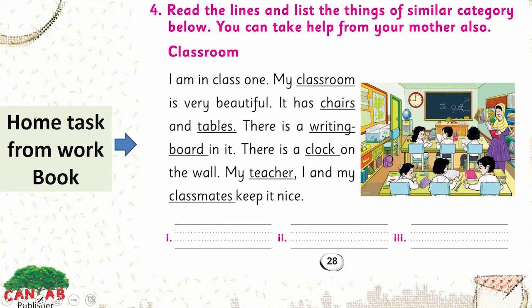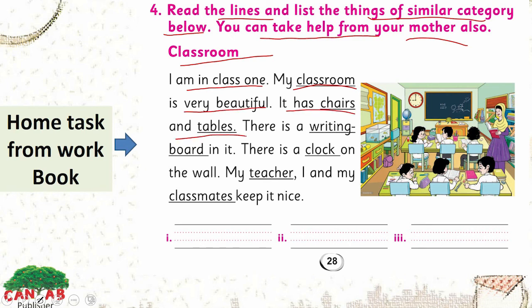You have to read these lines and list the things of similar category below. You can take help from your mother also. Classroom. I am in class 1. My classroom is very beautiful. It has chairs and tables. There is a writing board in it. There is a clock on the wall. My teacher and I, my classmate, keep it nice. जितने भी अंडरलाइन वर्ड्स हैं आपने इसी सिमिलर कैटेगरी के वर्ड्स ढूंढ के आपने यहाँ पर लिखने हैं.